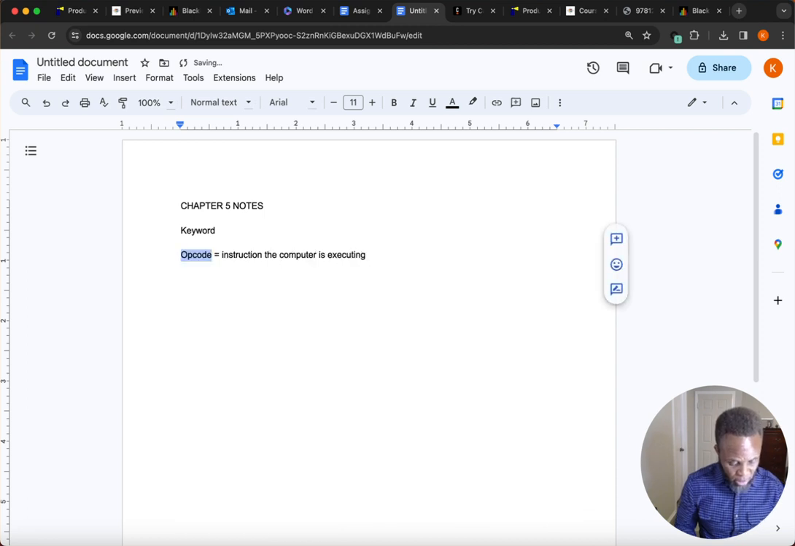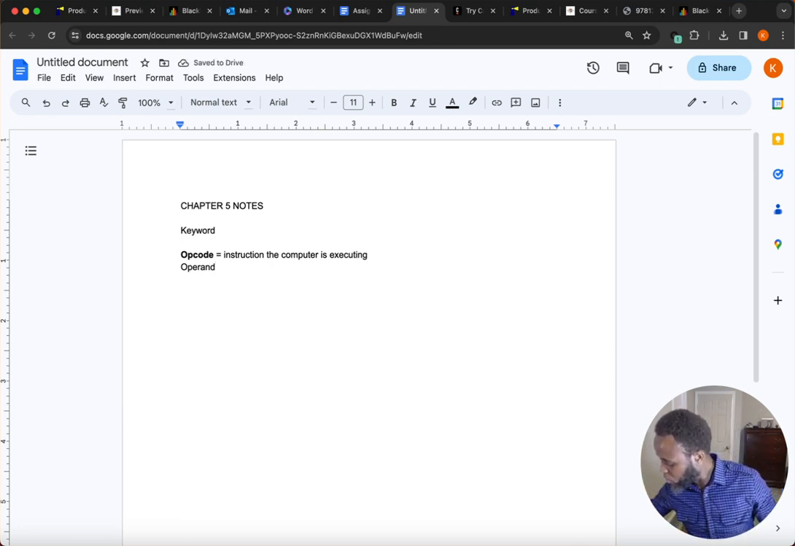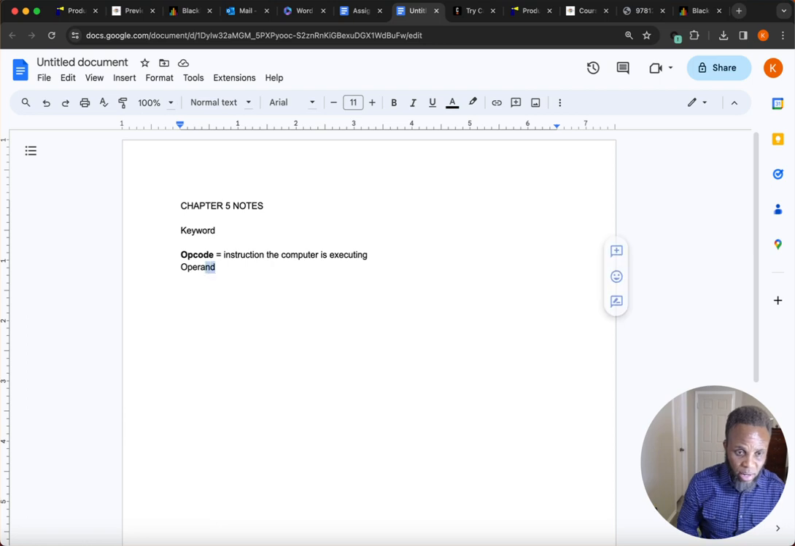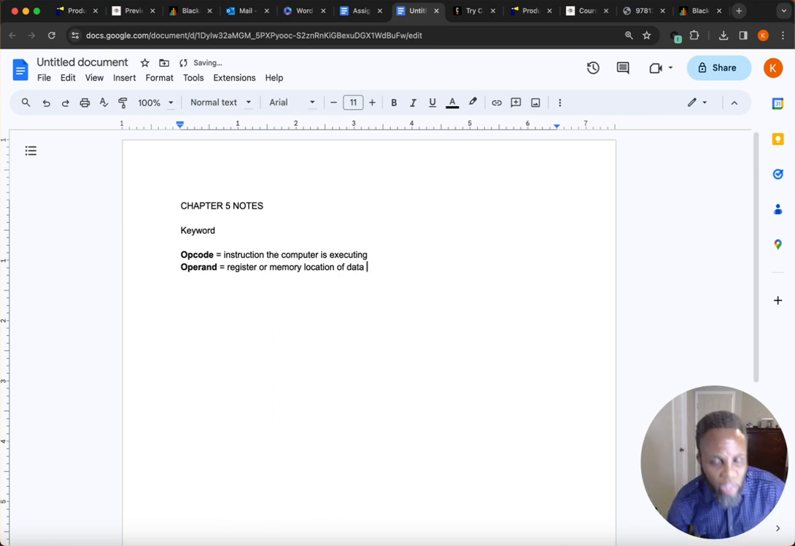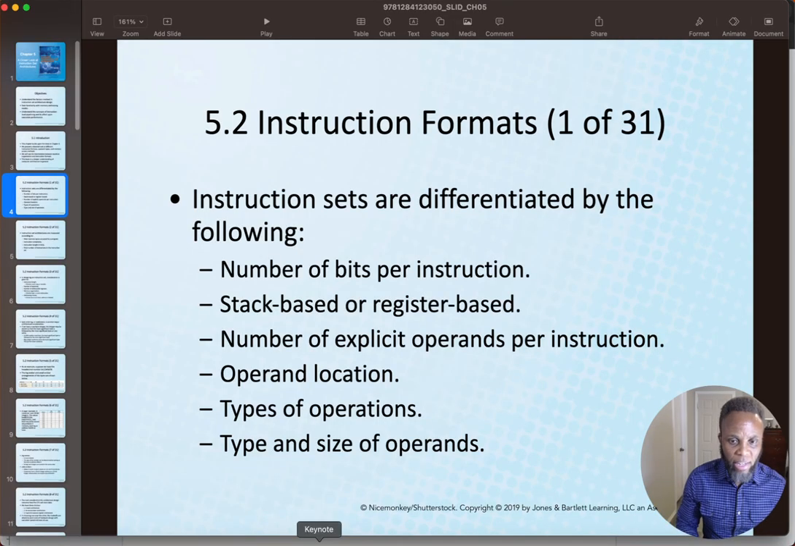And an operand, which the textbook defines on page 299, by the way. An operand specifies the register or the memory location of data. So an operand is a register or memory location of data. Just pay attention to these two keywords. Opcode is the instruction that the computer is executing, and operand is the data. Let's make a note of this. Okay, so now back to the slide deck.